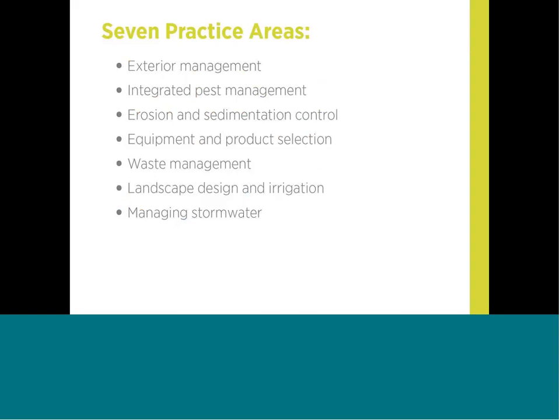A comprehensive groundskeeping plan should include implementation strategies and goals in the 7 practice areas: exterior management, integrated pest management, erosion and sedimentation control, equipment and product selection, waste management, landscaping design and irrigation, and managing stormwater. Next, we'll review a few ways a school can address each of these elements.